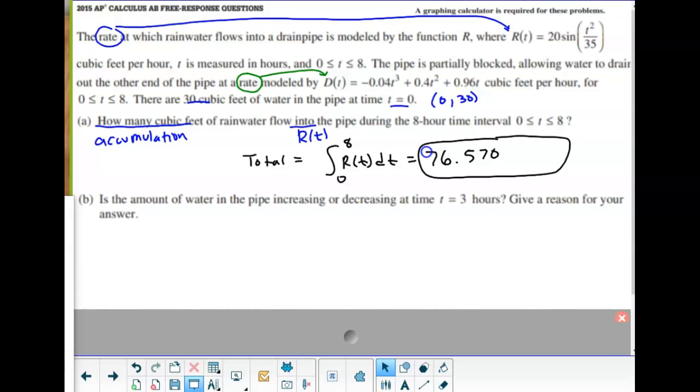Okay, part B. Is the amount of water in the pipe increasing or decreasing at time equals 3? Give a reason for your answer. Well, let's think about that. We have R of t, which is the rate that the water comes into the pipe, and we have D of t, or the rate that comes out, and we want to look exactly at 3. What should we do? What do you think we're going to subtract what?